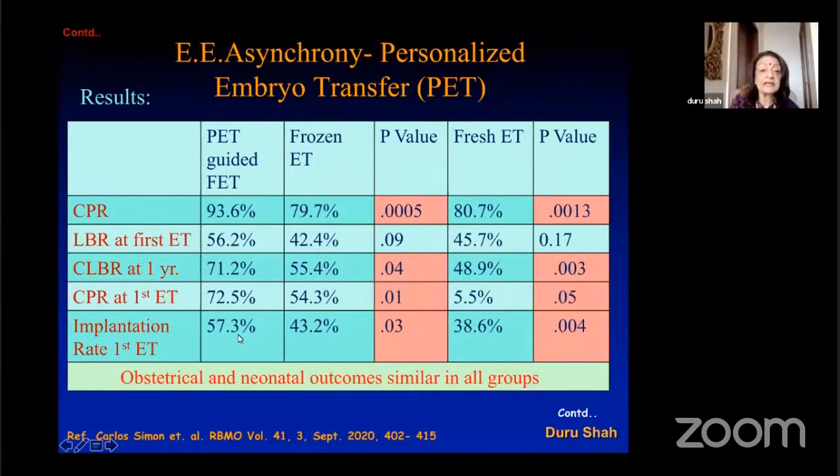When you do a PET guided frozen embryo transfer, you get an implantation of 57.3%, with a frozen ET without personalizing it is 43.2%, which is statistically significant. And when you compare PET guided frozen embryo transfer with a fresh embryo transfer, the significance becomes highly significant. So there is definitely in this study showing that when you do a personalized embryo transfer, you are able to get a better implantation rate.